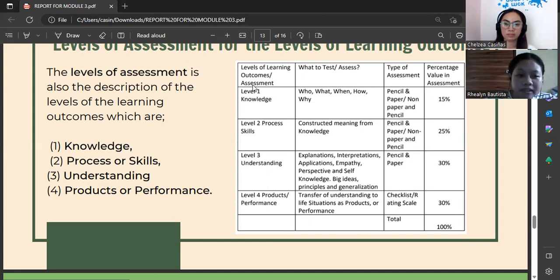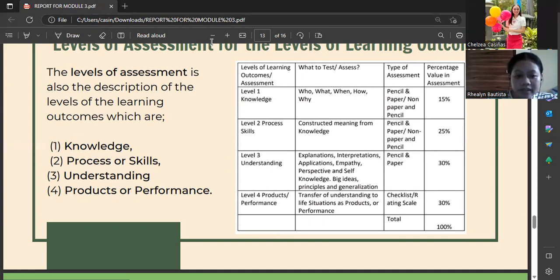While in the process skills, level 2, constructed meaning from knowledge, pencil and paper, non-paper and pencil, and the percentage value in assessment is 25%. In level 3, understanding: explanation, interpretation, application, empathy, perspective, and self-knowledge, big ideas, principle, and generalization. And ang type of assessment naman is pencil and paper, and ang percentage value in assessment is 30%.